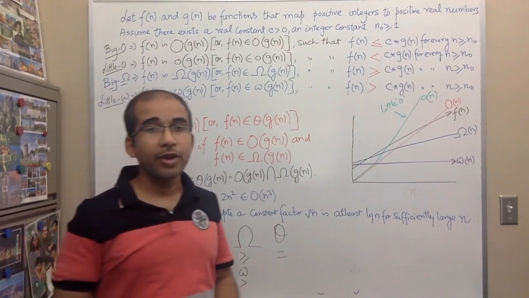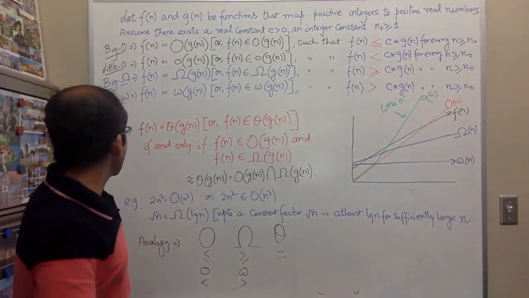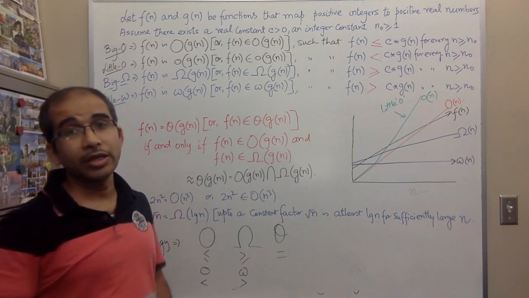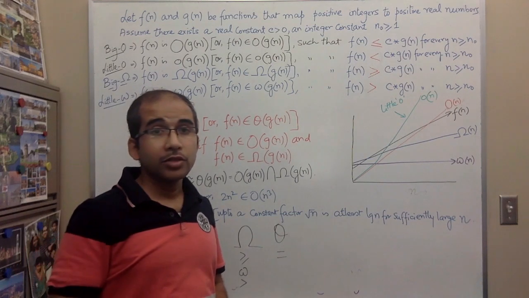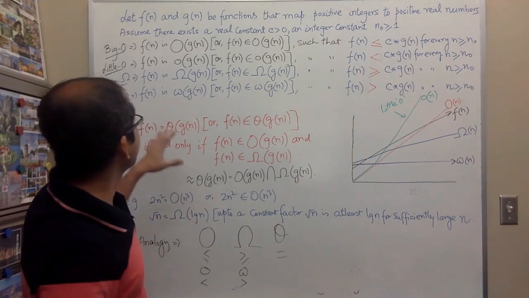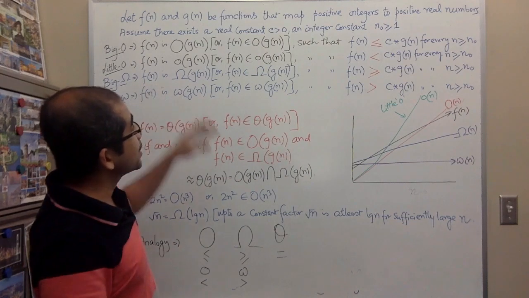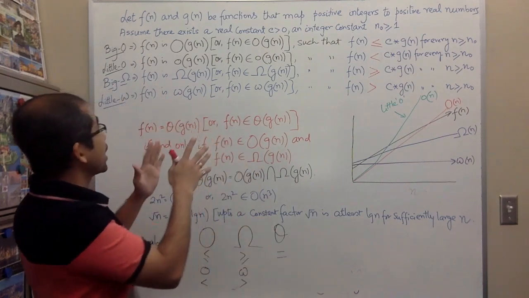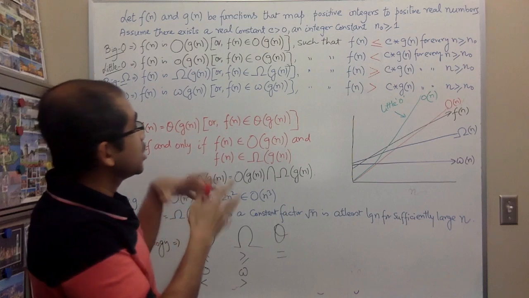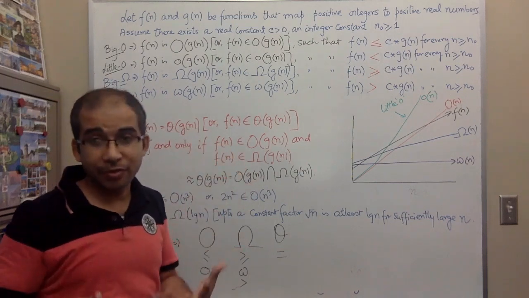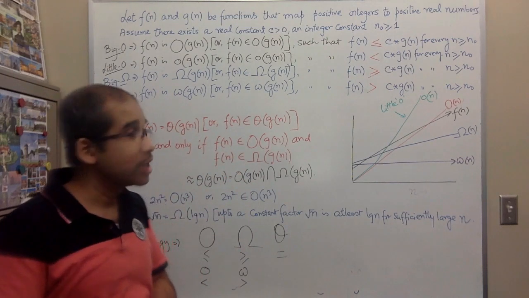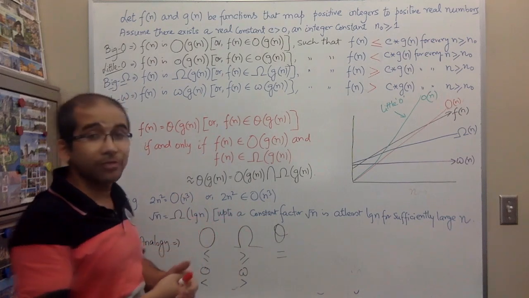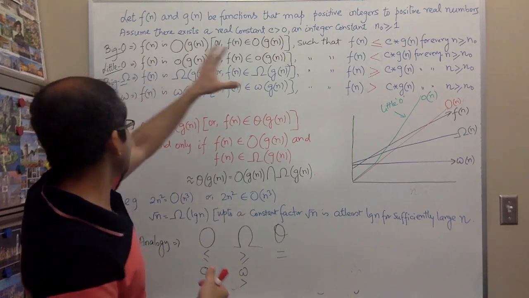Now we formally define big O, big omega, big theta, little o, and little omega. Okay, so let us define them in such a way. I try to define them in such a way that you can easily visualize the differences between all of them. Okay, so the assumptions and the variables and the definitions I've written at the top.